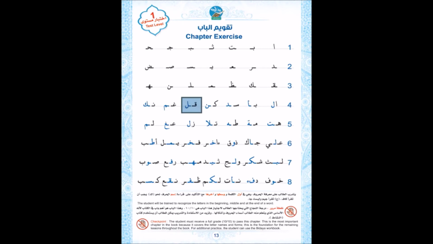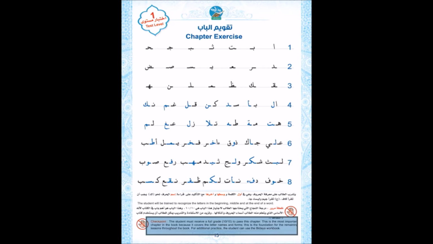Something else to take note of is the checkpoint at the bottom of this assessment. This checkpoint is to ensure that different teachers who have different sets of students have a common standard before allowing the students to pass chapter 1. This way we will have similar levels throughout different classes. And you can see the required score for passing chapter 1 is 10 out of 10.